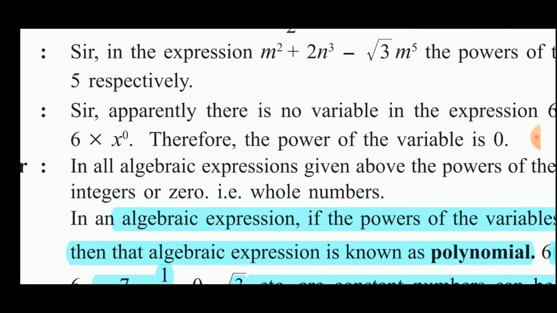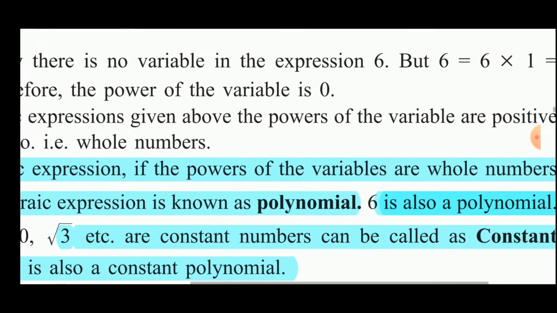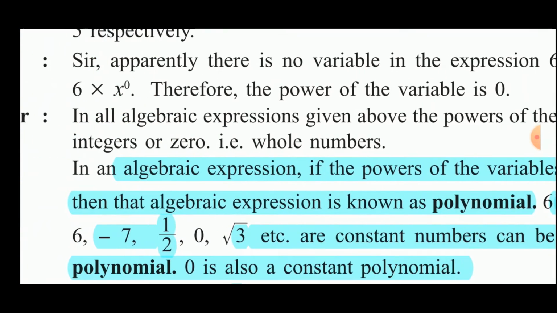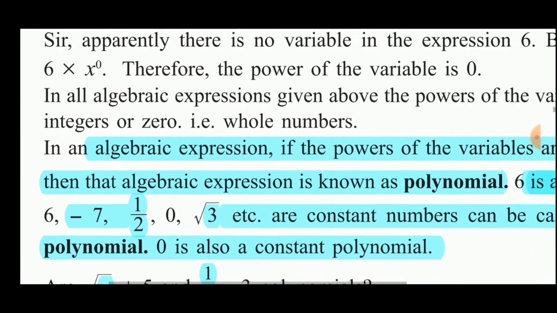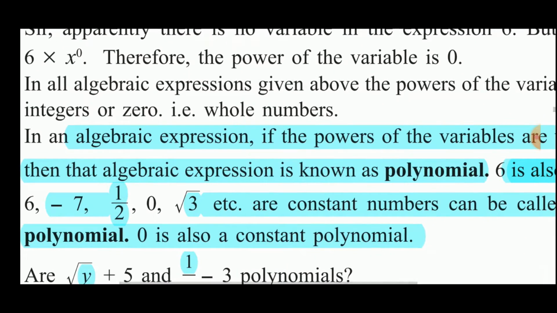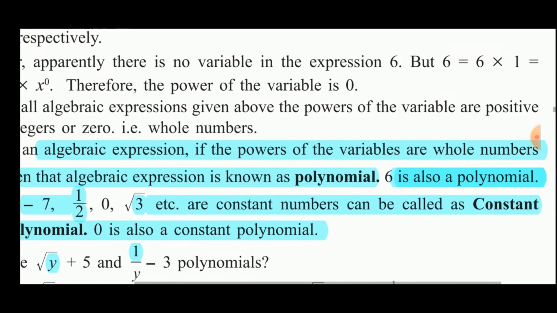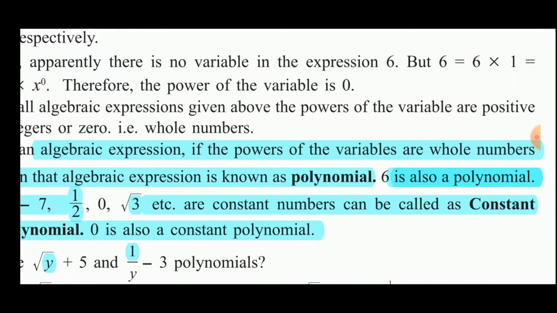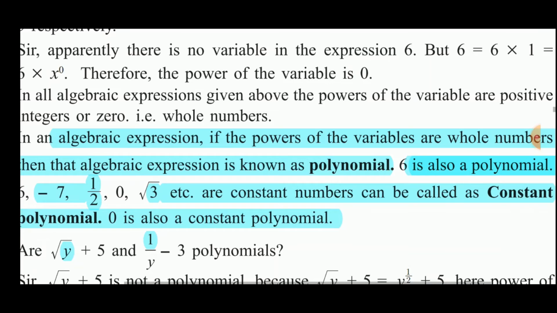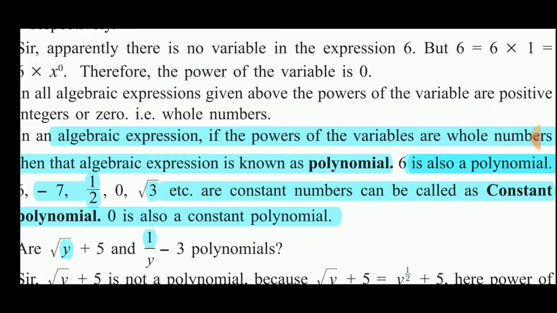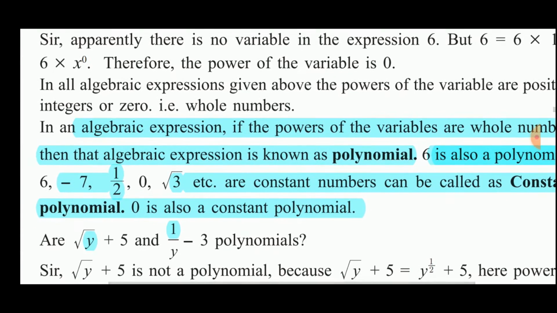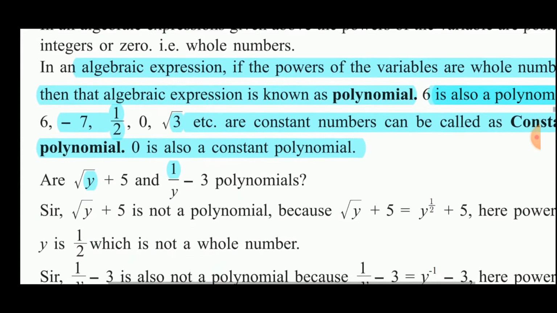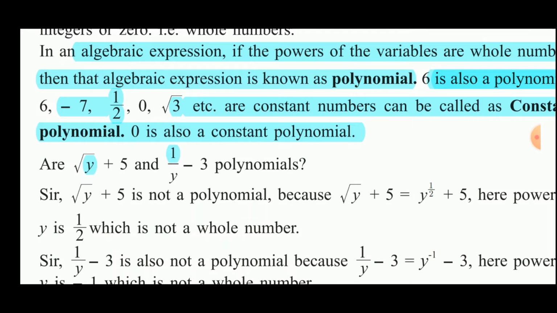So in all these algebraic expressions above, the powers of the variable are either positive integers or 0, that is, the whole numbers. So in any algebraic expression, if the powers of the variables are whole numbers, then that expression is known as a polynomial. 6 is also a polynomial. 6, minus 7, half, 0, root 3, these are all constant numbers, called constant polynomials. 0 is also a constant polynomial.